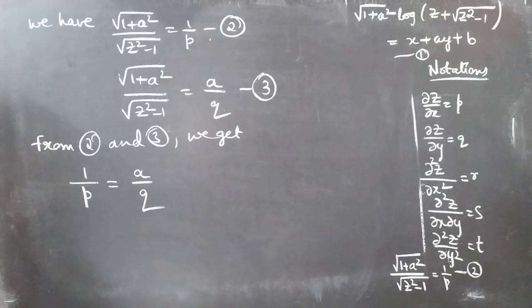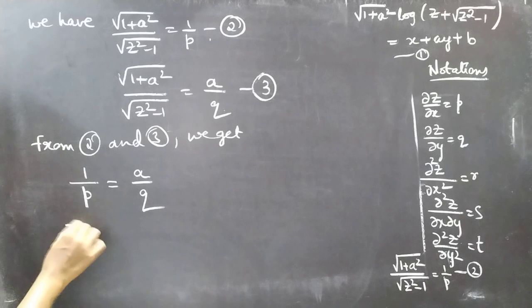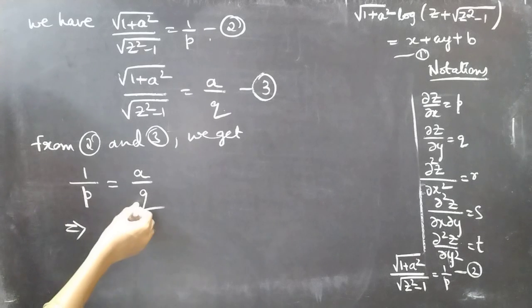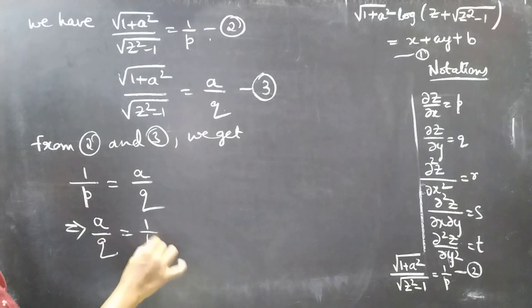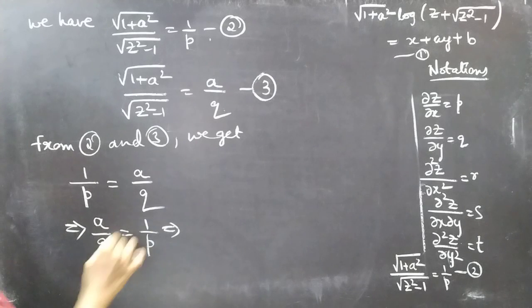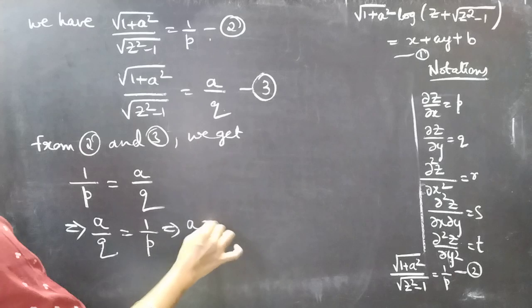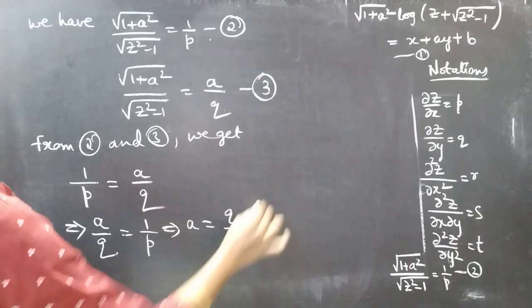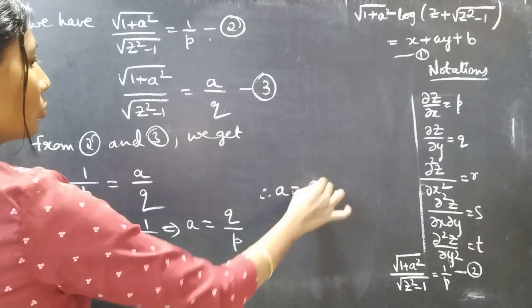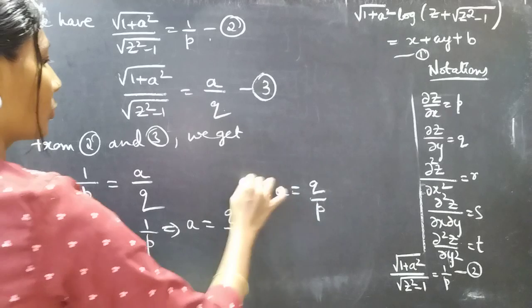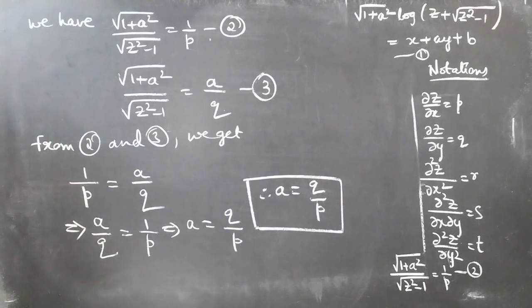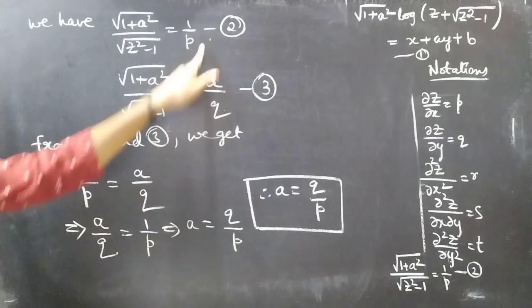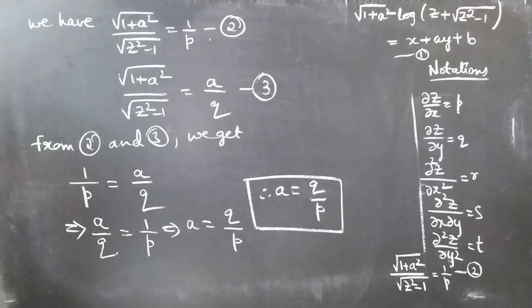and we'll get 1 by p equal to a by q, or we can write this as a by q equal to 1 by p. Now take this q to RHS, you'll get a equal to q by p. Therefore a equal to q by p, right? Fine. Now substitute this a in any of these two equations, you will get the required partial differential equation.